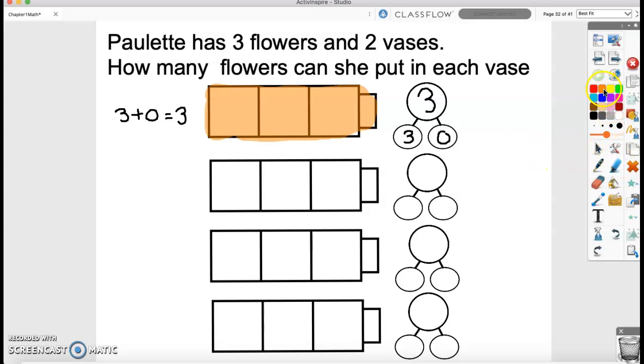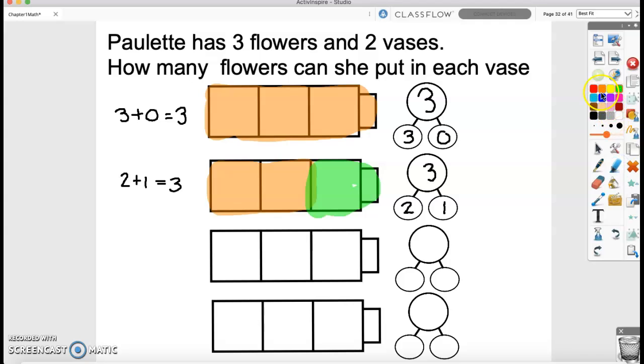Now, for the next vase, she can put 2 flowers in the orange vase, and she can put 1 flower in her green vase. And if she did that, she would still have 3 flowers altogether, but this time one of the parts is 2 flowers in one vase and the other part is 1 flower in the green vase. That would look like this in a number sentence. 2 plus 1 equals 3.